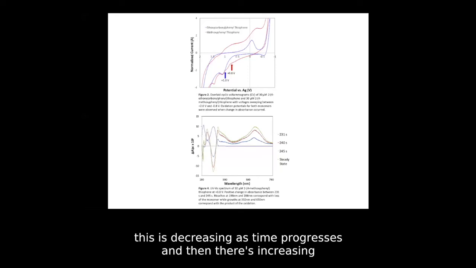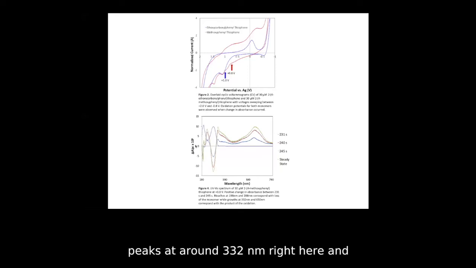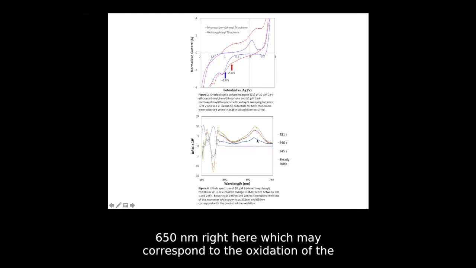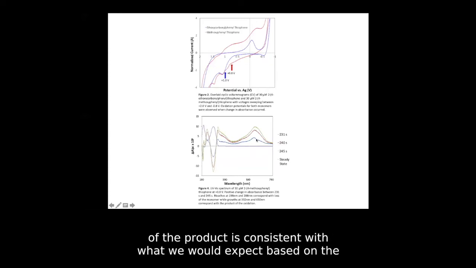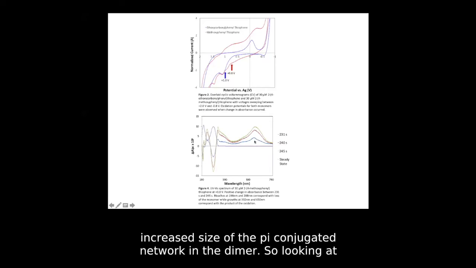And so we can see that this is decreasing as time progresses. And then there's increasing peaks at around 332 nanometers right here and 650 nanometers right here, which may correspond to the oxidation of the monomer and therefore formation of the dimer. And so this red shift of the product is consistent with what we would expect based on the increased size of the pi conjugated network in the dimer.